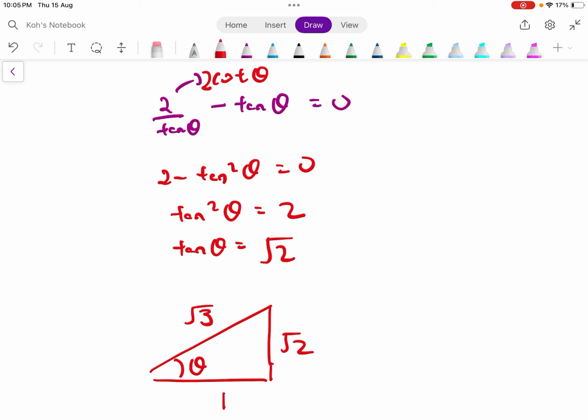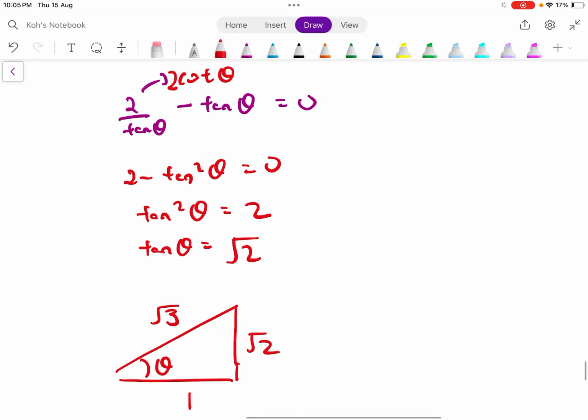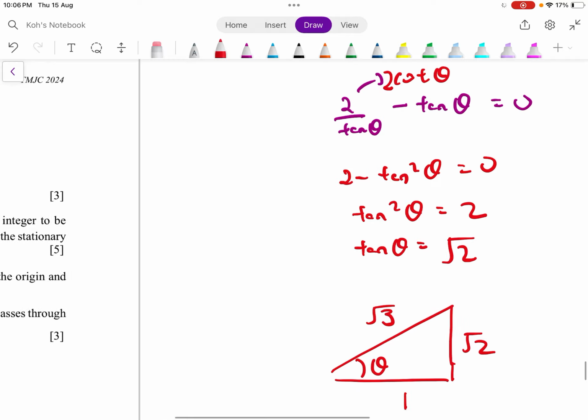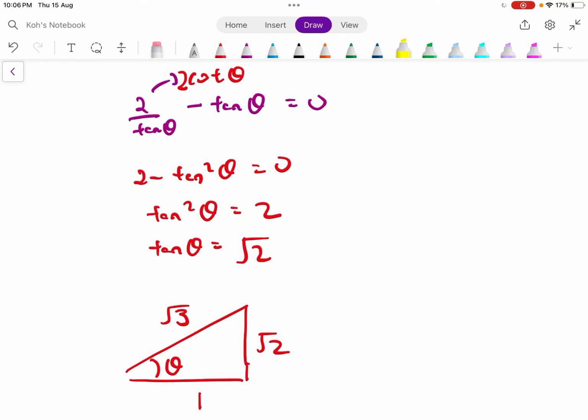You change it to tan theta first, and then you multiply by tan theta throughout. Of course you will get tan squared theta equal to 2, so tan theta will be square root 2. But you might be wondering, how come it's not plus or minus? Because we are only interested in theta in the first quadrant, from 0 to 90 degrees, so there's no need for negative square root 2. With this, we know that k is equal to positive 2.